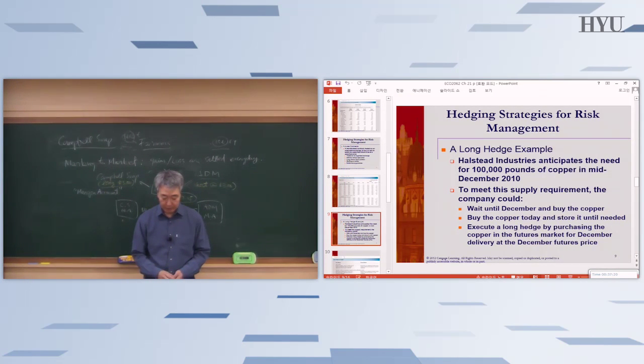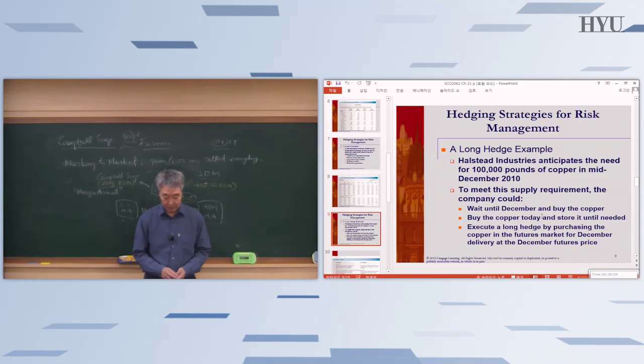So they have three possible options. They can wait until December and buy the copper at the spot price or market price. Or they can buy the copper today and store it until needed. So what's the downside or risk involved with each of these strategies? Well, if you wait until December, the price may rise at that time. Price may be very high. Or you may not be able to purchase enough copper. There may be some shortage of copper, and that means the price will be very high too.